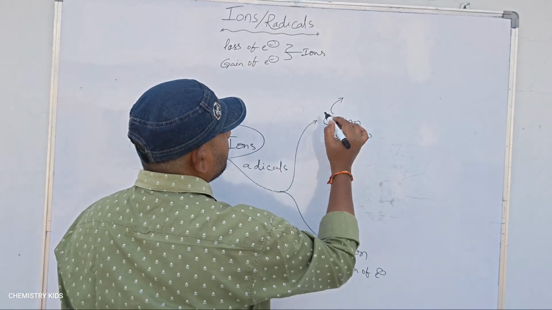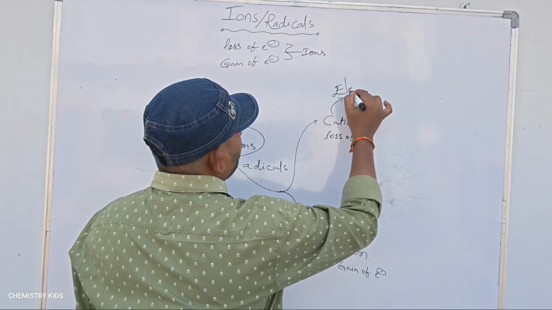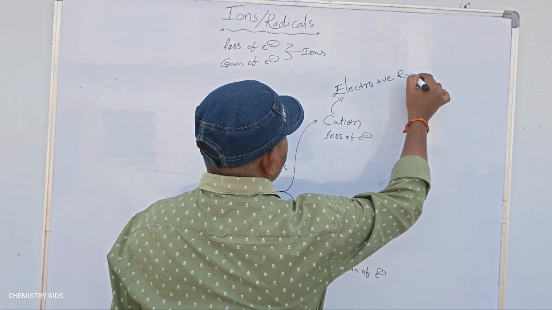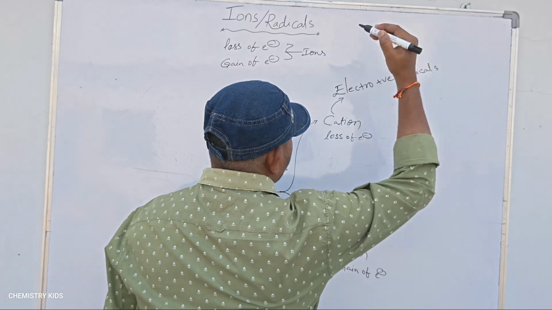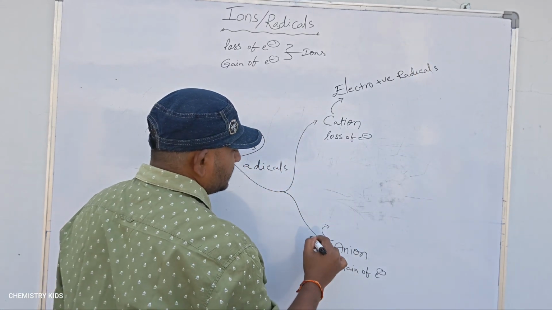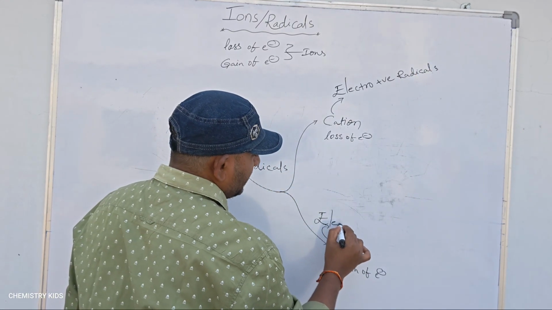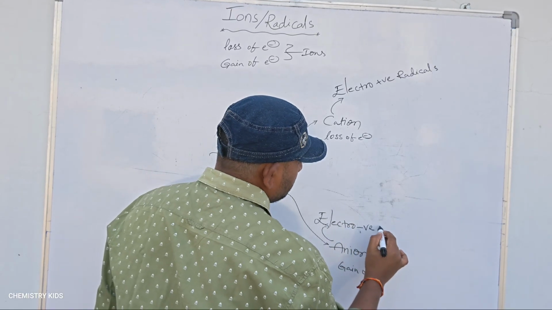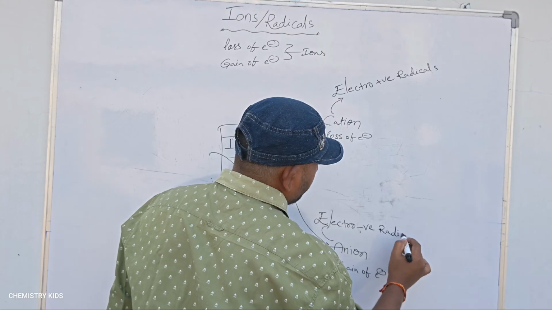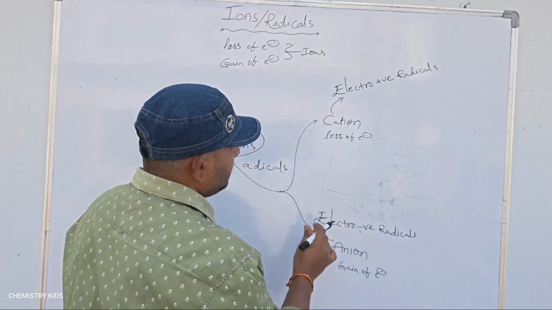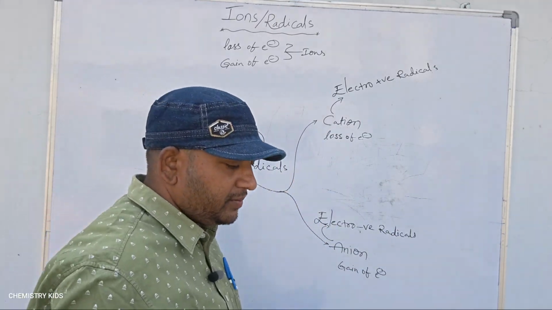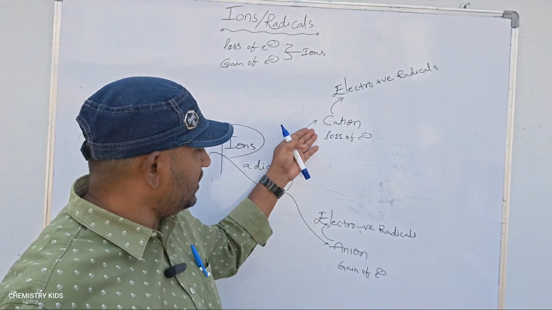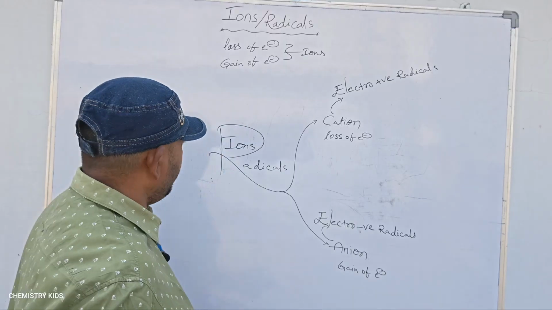These cations we can call electropositive radicals, and these anions we can call electronegative radicals. So depending on whether the electron is lost or gained, there are two types of ions: one is a cation, another is an anion.